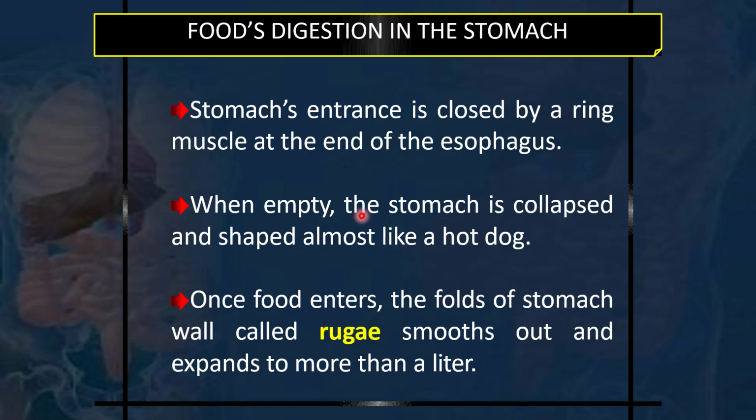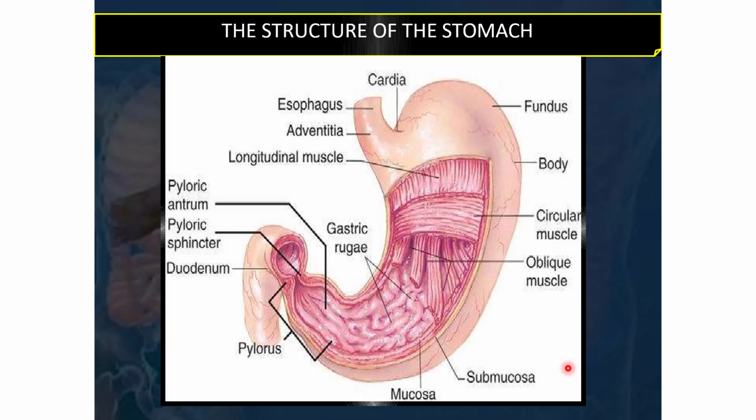The stomach is collapsed when empty, but once food enters, the folds of the stomach wall, which are called rugae, smoothen out and expand to more than a liter. That is, the wall is constricted when it is empty and it expands. It has this property of expandability because of the longitudinal mucosal folds, the rugae. So these rugae stretch out and increase the capacity of the stomach when food enters, and it can expand to more than a liter.